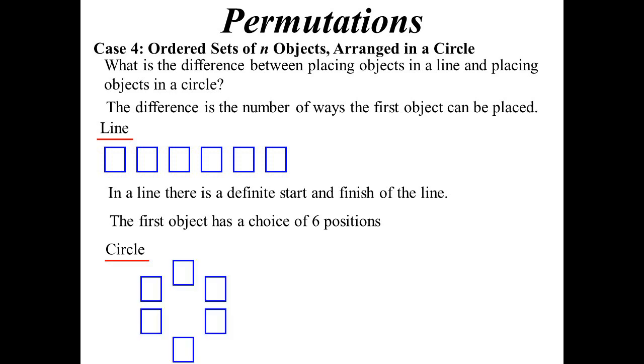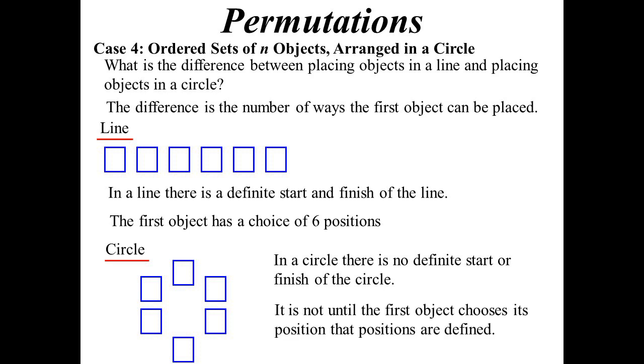Now when I come to a circle, that's not true, because whilst there are still 6 positions, which one's the first one? And which one's the last one? I mean, there is no definite start or finish. So when we go to it, we do not have this definite start or finish. So where you place the first object then defines the positions. So it's not until you put this object in there. Let me show you what I mean.